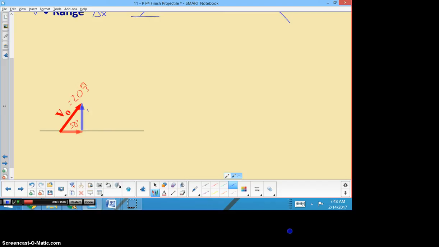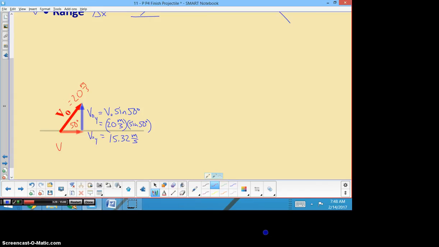In the vertical direction, the y component is going to equal v0 times the sine of 50 degrees. So that's going to be 20 meters each second times the sine of 50. Make sure you are in degree mode. And we get our y component to be 15.32 meters each second. And this is v0 in the y direction.